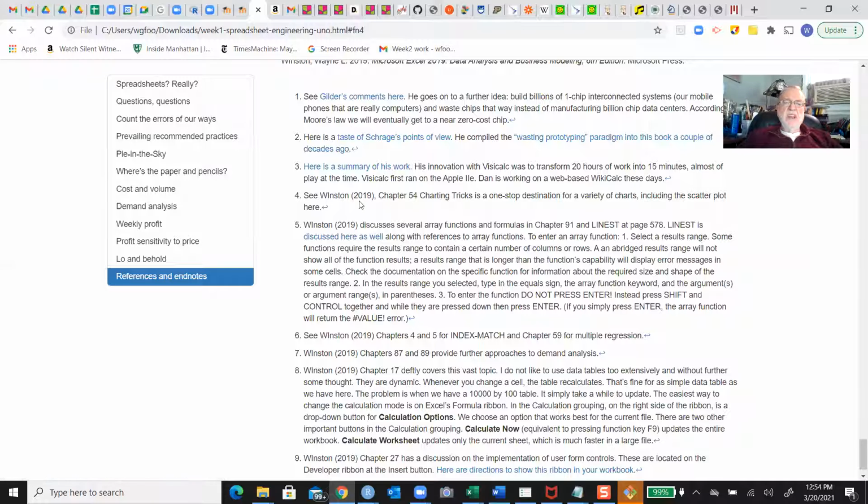Note for C. Winston, chapter 54, charting tricks. So this is where you go. You click on that end note, and you immediately pick up Winston, chapter 54. There are like 100 chapters in this book, 90-some odd chapters. It's grown over the years. I've been using it for years. Charlie Kidd was the guy who really put the books together.